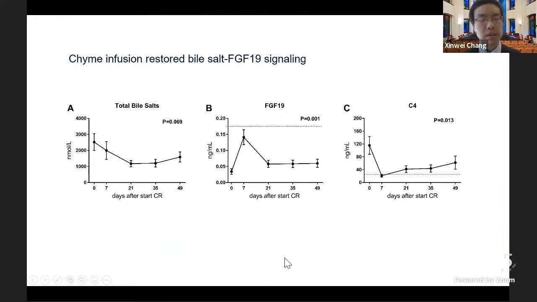First, we studied the effect of chyme reinfusion on the bile salt FGF19 signaling. In the figures, the x-axis is the time after start of chyme reinfusion. The y-axis is the molecule levels. In figure A, we found that the total bile salt levels did not change significantly during the course of chyme reinfusion. In figure B, we found that the FGF19 level is increased after chyme reinfusion with a peak at day 7. C4 is a blood marker of bile salt synthesis. In line with elevated FGF19 levels, C4 levels are decreased after chyme reinfusion, indicating the restored bile salt FGF19 signaling by the chyme reinfusion.